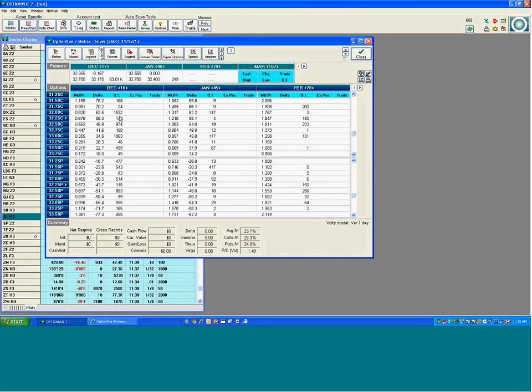Honestly, silver is a market that has more volume and open interest on the options than gold. Gold is going to give you perhaps tighter bid and offers on your options as compared to silver, but it is still a viable market.